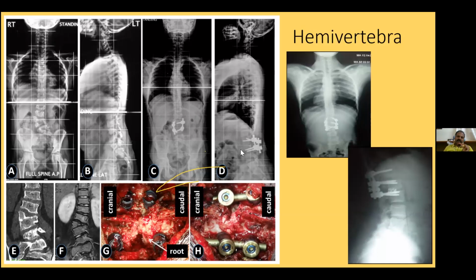So most of the time, you can do it from the back. You put the pedicle screws. This is the cranial end, this is the caudal end. You excise, take a wedge out, crunch it, and then fuse it. So this is another example I've shown here.